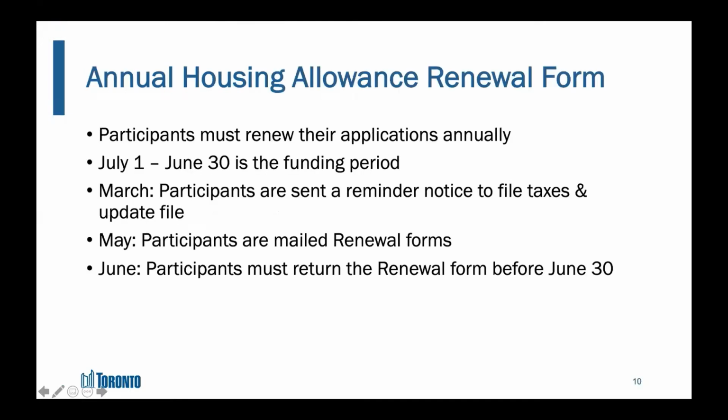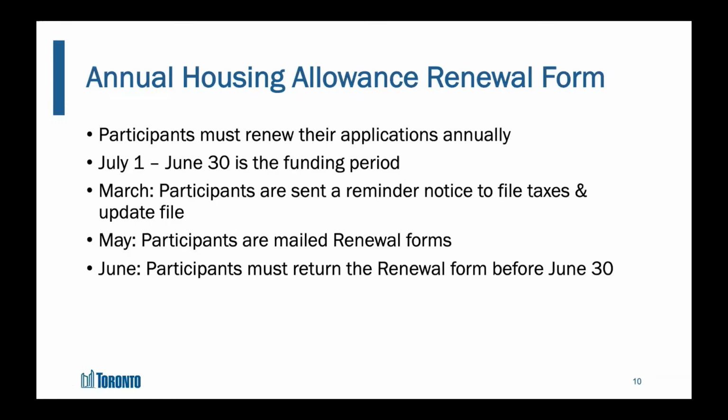Okay, so this is the annual renewal form that I was going to speak about. I referenced it a little bit earlier at the beginning of the presentation. In order to maintain ongoing eligibility for a housing allowance, participants must renew their applications annually. The benefit year for the housing allowance program is from July 1st until June 30th. So that is the funding period.